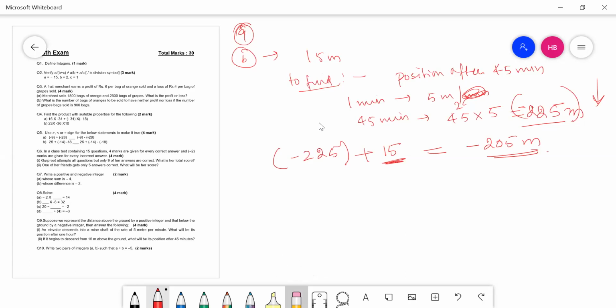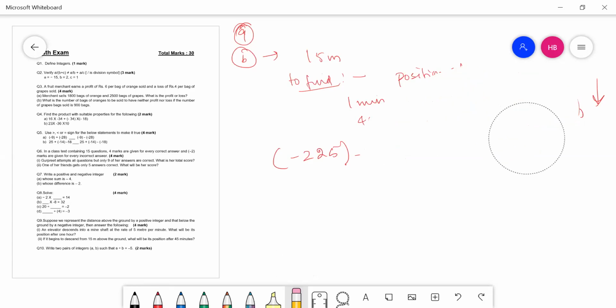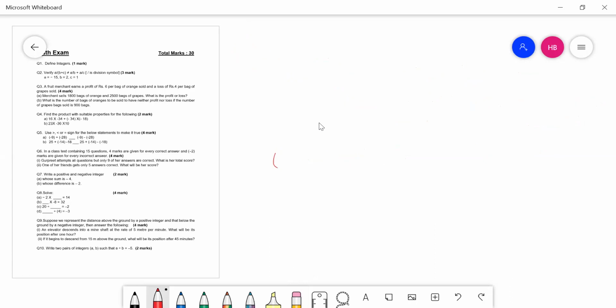Now let's quickly solve the 10th question. That is our last question. What is the 10th question telling me? The 10th question is: write two pairs of integers a, b such that a divided by b is minus 5. So you have to find two pairs of integers a and b such that when you divide them you get minus 5.